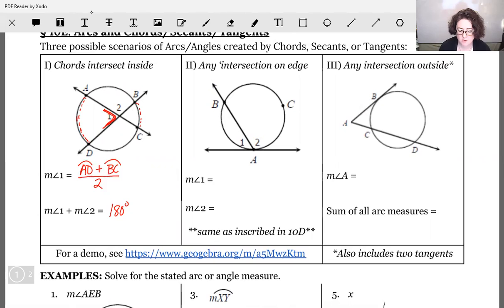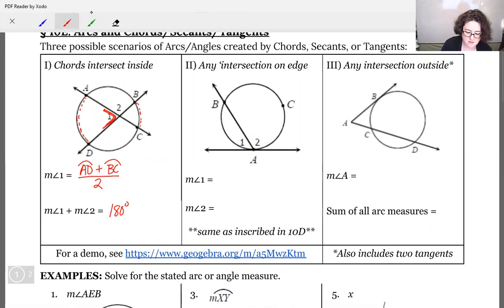So if I look at angle 1, let me highlight angle 1. Wait a second. The corner, the vertex A, is sitting right on the edge of the circle. Now, we actually just talked about this in lesson 10C. We can treat this just like an inscribed angle, which is the angle is half the measure of the arc. So we can actually do the problem that way.